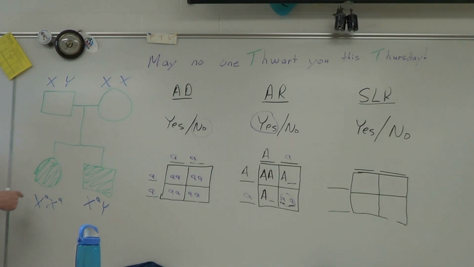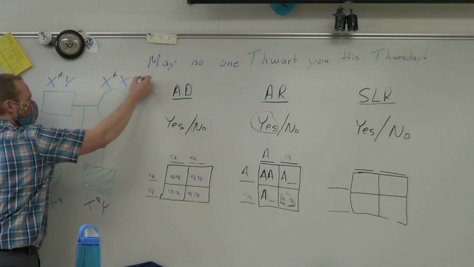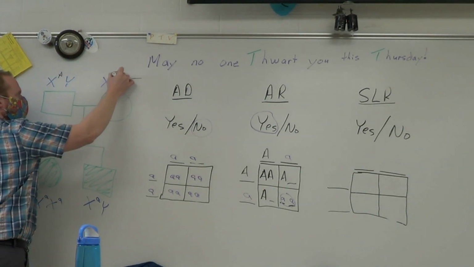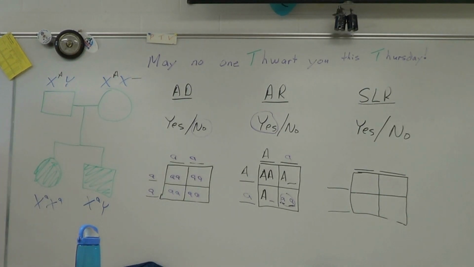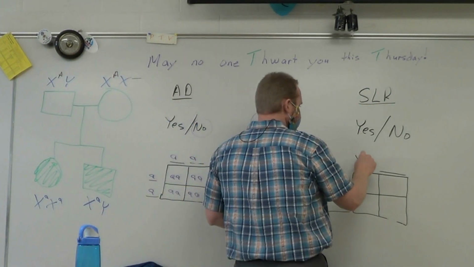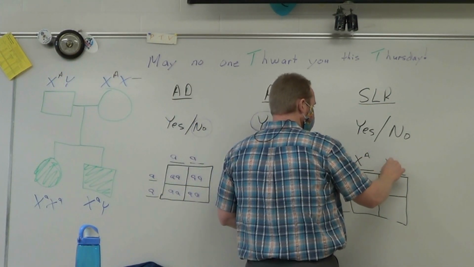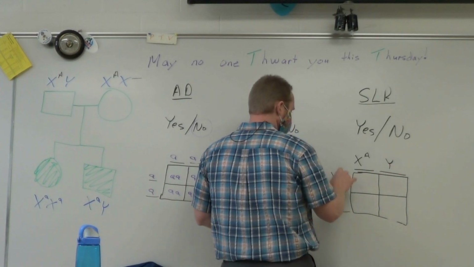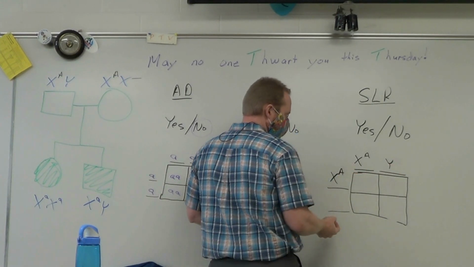Now, what about mom and dad? What does dad's X chromosome have to be? If he's not shaded, he has to be big A. And if mom is not shaded, it's got to be a big A something, just based upon not shaded. I'm only looking at the shading versus not shaded. So again, filling out the information I have in a Punnett square, I have an X big A Y. I have an X big A something.